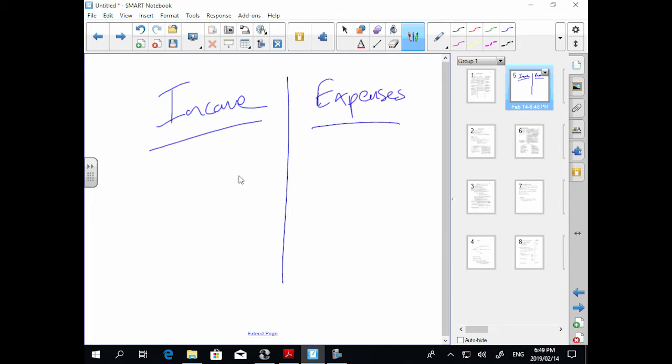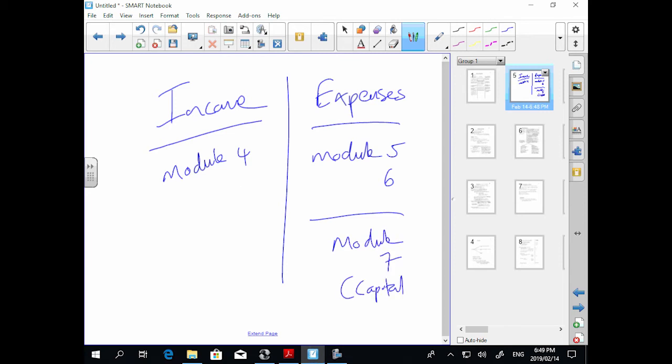Looking at income, that's module 4. Expenses are going to be modules 5 and 6. After that, they've got a concept they call capital, so something's always either revenue or capital. We'll deal with that later in module 7. Module 5 to some extent too, and then we'll go back to the theory and look at modules 1 to 3. We'll recap those, especially because you need modules 1 to 3 for your first assignment.